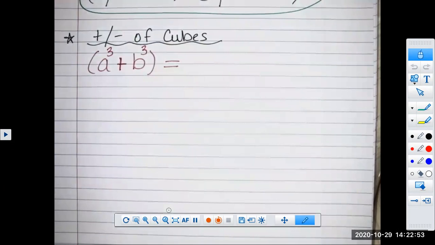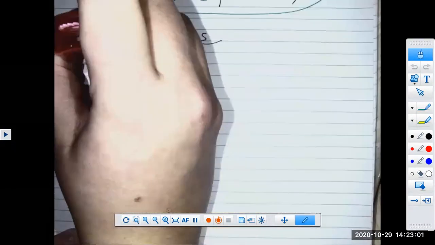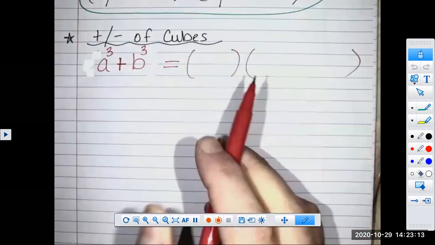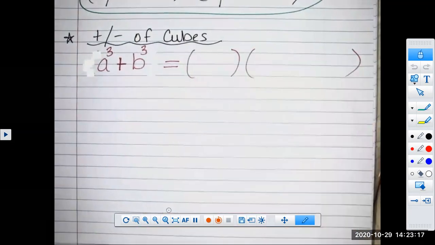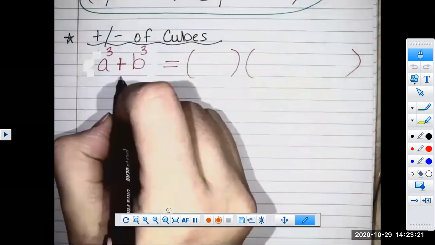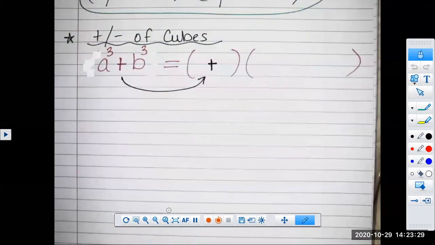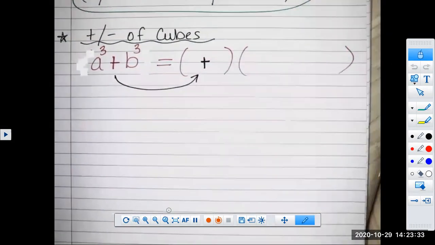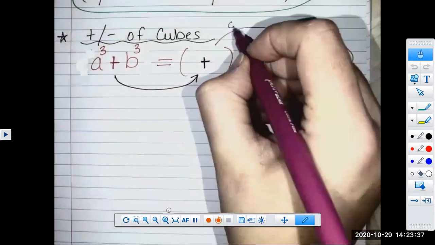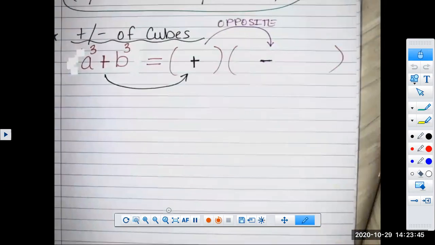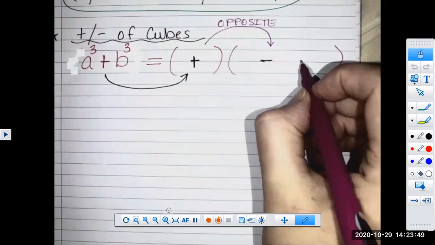Okay, if you see that you have the sum of 2 cubes, this is how it factors. You'll have 2 parentheses. One will have 2 terms. Second one will have 3 terms. This sign is the same. The sign in the middle is always opposite that first sign. So this is a minus sign in this case. Last sign is always positive.